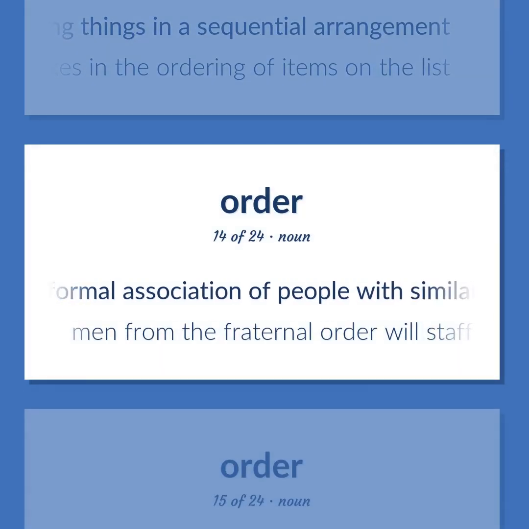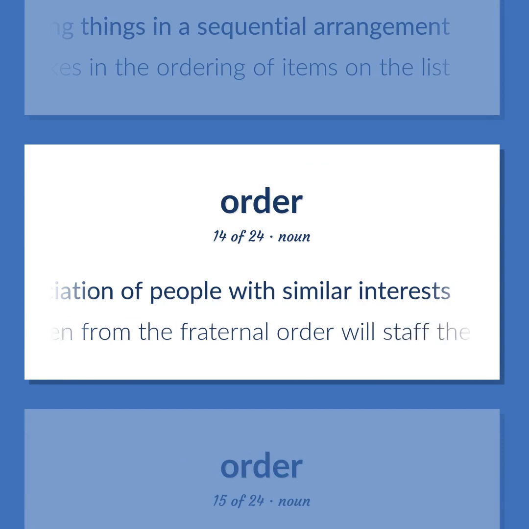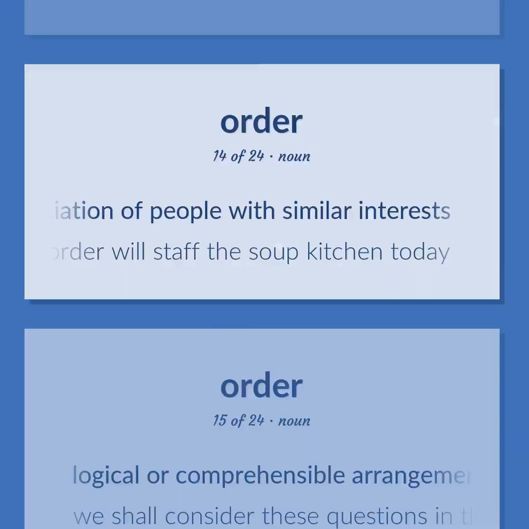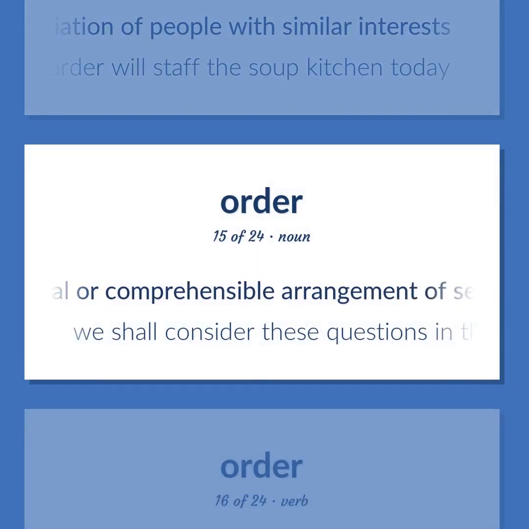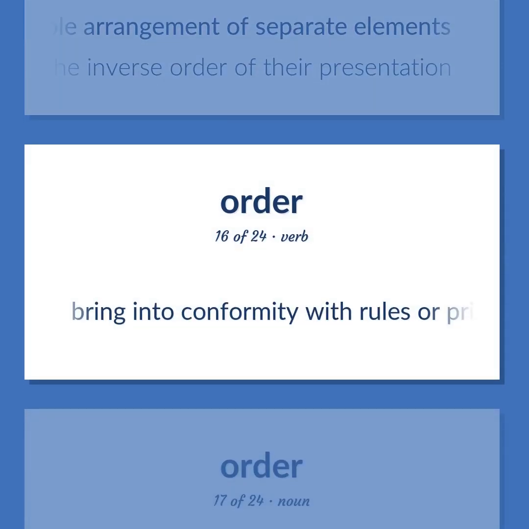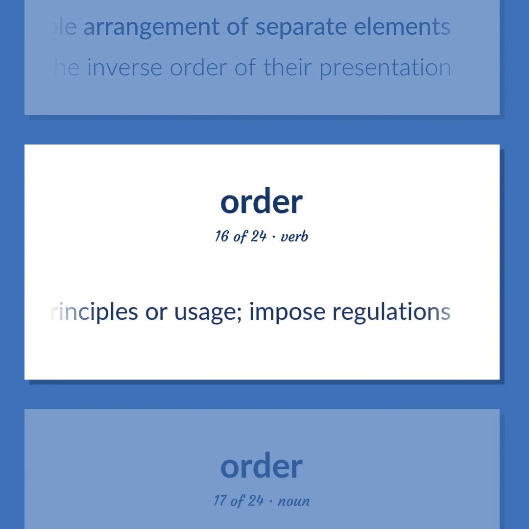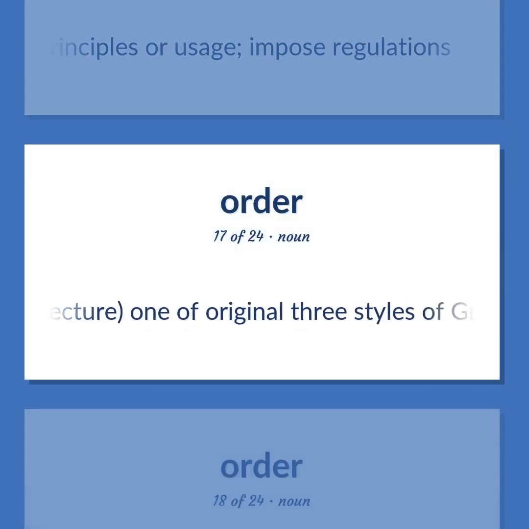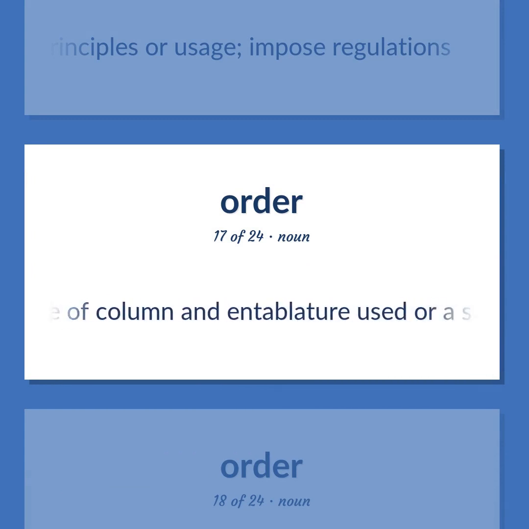A formal association of people with similar interests. Men from the fraternal order will staff the soup kitchen today. Logical or comprehensible arrangement of separate elements. We shall consider these questions in the inverse order of their presentation. Bring into conformity with rules or principles or usage. Impose regulations. Architecture: one of the original three styles of Greek architecture distinguished by the type of column and entablature used, or a style developed from the original three by the Romans.